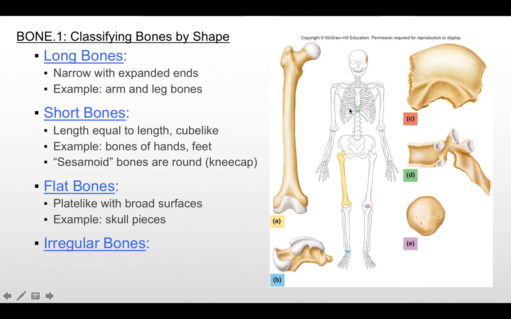Lastly, anything that doesn't fall into one of those major categories is considered an irregular bone. So bone D here is one of your vertebrae, one of your spinal bones, and it doesn't really fit any of our three other categories, so we would just call that irregular.